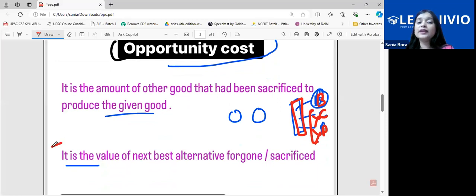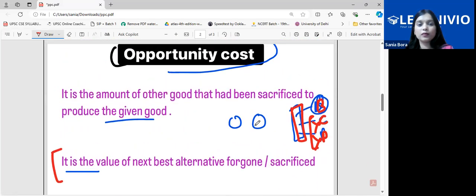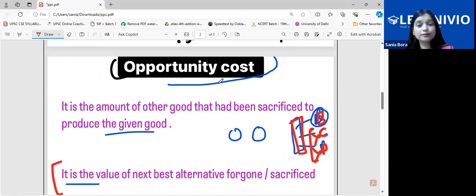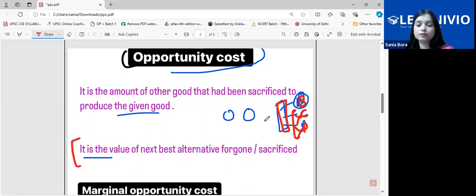Or it is the value of the next best alternative foregone or sacrificed. So this is basically the value which has been sacrificed or you let go. Foregone means you let it go. Clear? So opportunity cost is clear? Yes, Ashraf? Yes, ma'am.